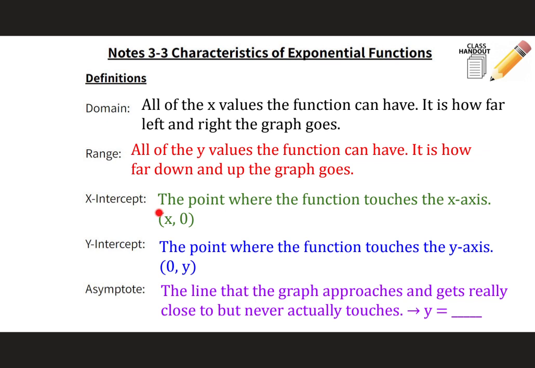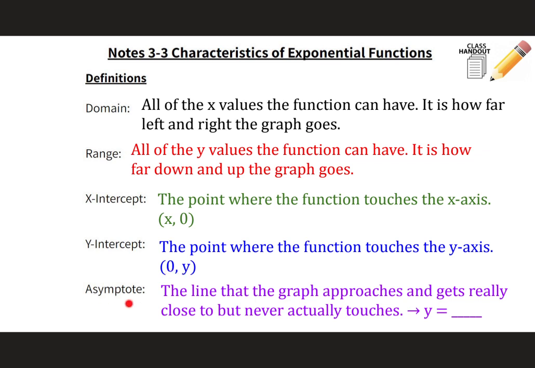For the x-intercept, we're familiar with x and y-intercepts because we saw those when we were graphing lines. An x-intercept is the point where the function crosses the x-axis, and remember we list that point as whatever the x value is, comma 0. The y-intercept is the point where the function touches the y-axis, and we list that point as 0, comma y.